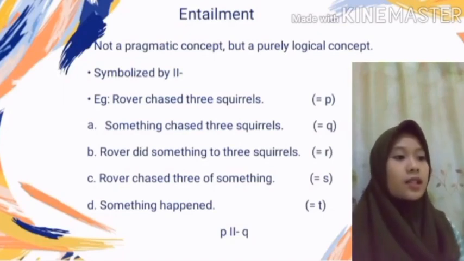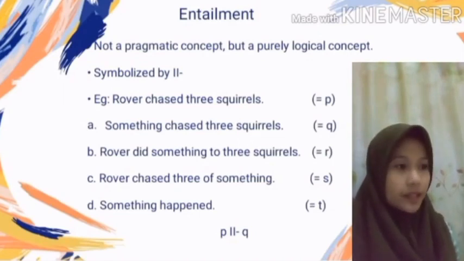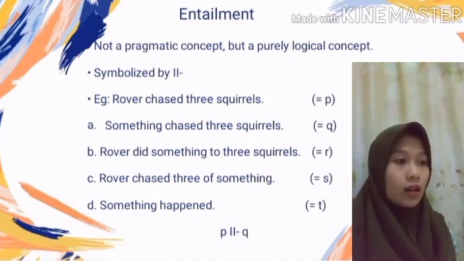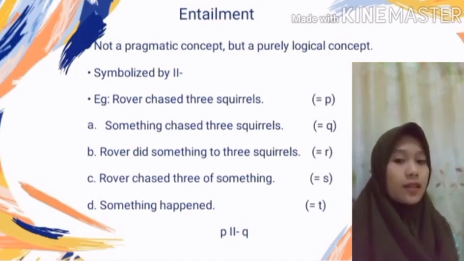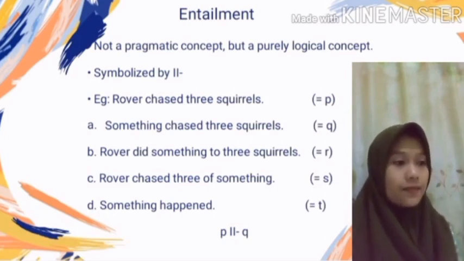Entailment is not a pragmatic concept, but a purely logical concept. Example, Robert chased 3 squirrels, as variable P. A, something chased 3 squirrels, as variable Q. B, Robert did something to 3 squirrels, as variable R. C, Robert chased 3 of something, as variable S. D, something happened, as variable T.